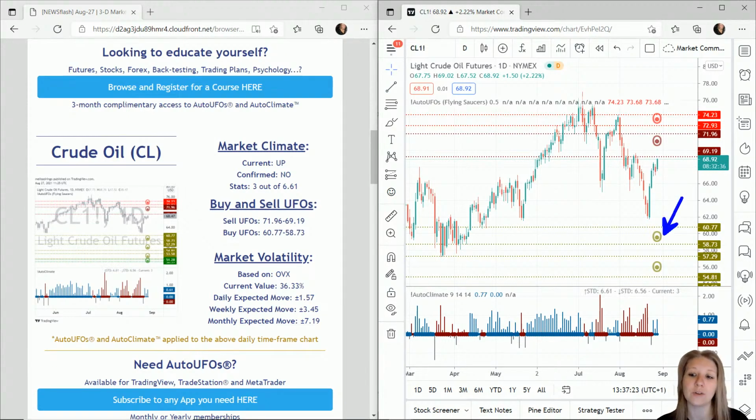Then we have buy orders here, 60.77 to 58.73. Again, they've already worked. Here, price hit them and moved up from there. That's what we expect buy orders to do, is push price up. That's why we want to know where they are. So if price were to come down here and hit these buy orders, we would expect price to go up.